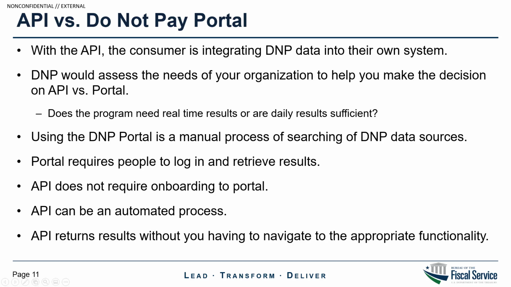With the API connection, the agency integrates Do Not Pay data into their own system. This allows the agency to realize efficiencies from automation. On the other hand, using the Do Not Pay portal requires the manual process of searching entities against available data sources and requires individuals to log into the portal to retrieve these results.